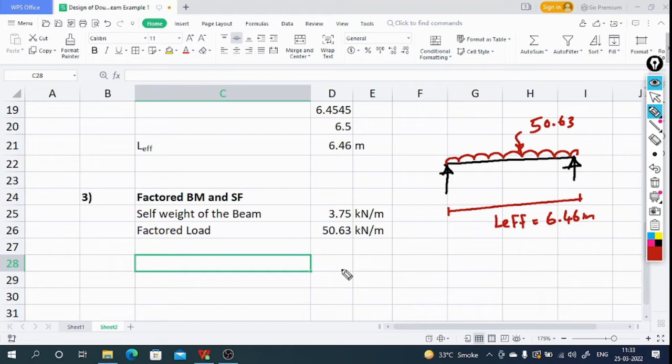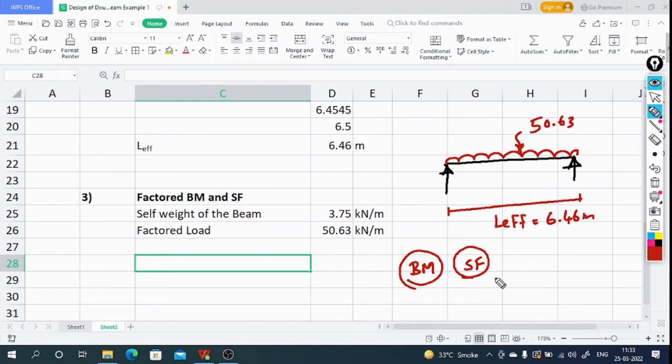You see, we have to design a simply supported beam, and this simply supported beam is subjected to UDL over the entire span. The intensity of UDL is 50.63 kilonewton per meter. That is nothing but the factored load which we have calculated, and the span is the effective span of the beam, which we know, that is 6.46. So for this arrangement we have to find the bending moment and shear force, and whatever bending moment we calculate will be called the factored bending moment.